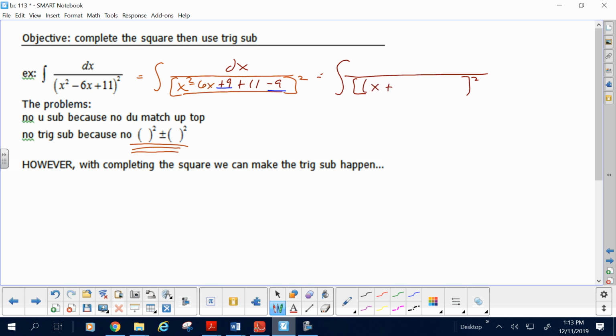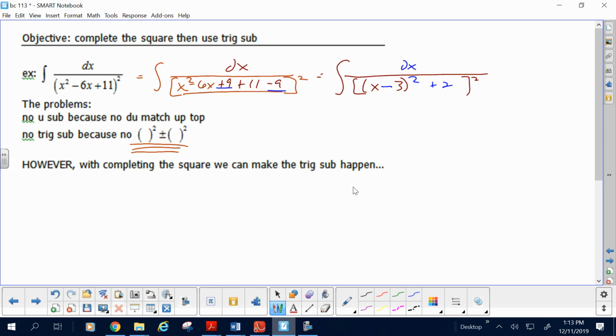x minus 3, not plus 3, x minus 3 squared plus 2. Yay? Now it's looking like a sum of squares. Now we're talking. What substitution should we use? Sum of squares. Just think blank squared plus blank.